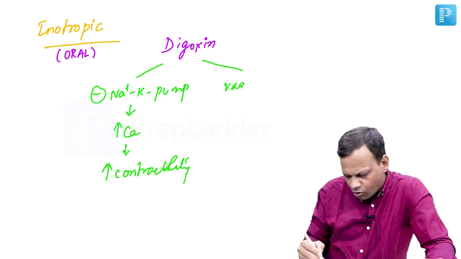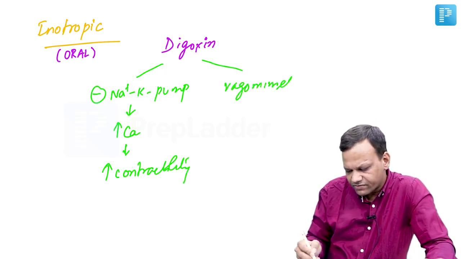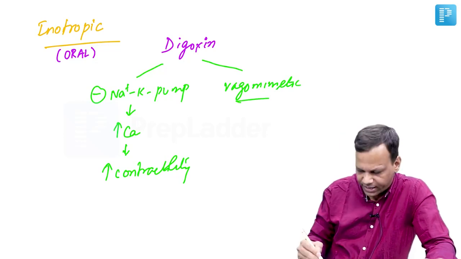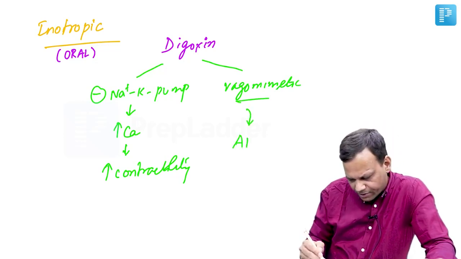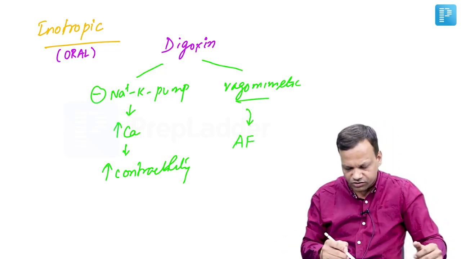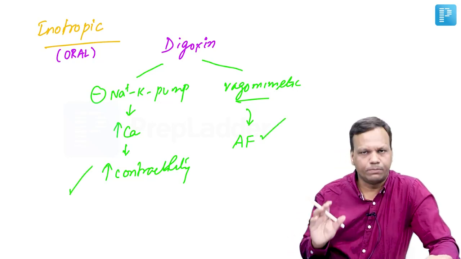But second, it has a vagomimetic effect also. Like the vagus, it will decrease the conduction from atrium to ventricle. That is used in atrial fibrillation. So digoxin is used not only for CHF but also for atrial fibrillation.